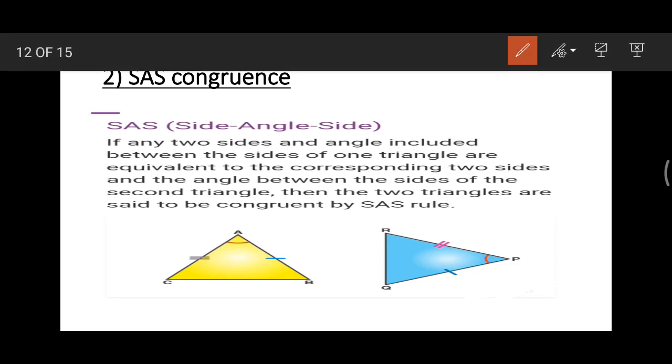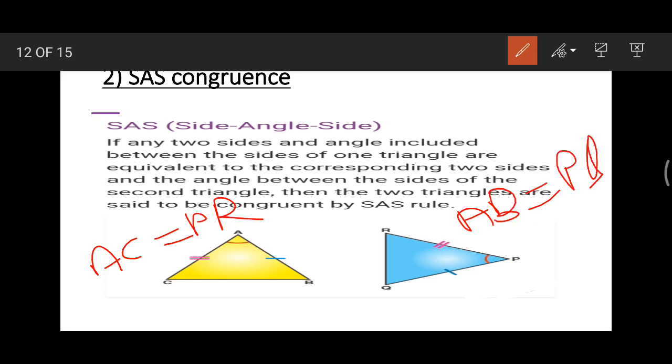Here you can see AC is equal to PR and AB is equal to PQ, and you can see this angle P and angle R are equal. That's why these triangles are congruent by SAS congruence.